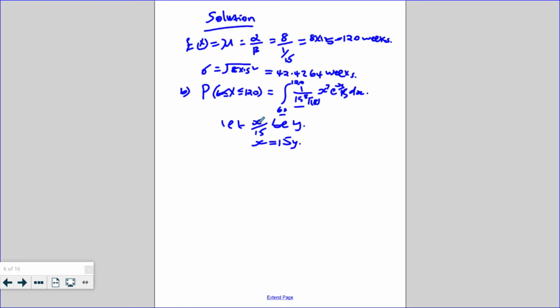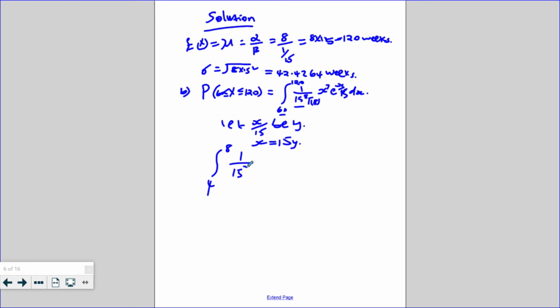I hope you do remember, keep on the track. So it is now the integral x, that is 60 out of 15, it is giving us 4, and then 120 out of 15, it is 8. So it is 1 out of 15 to the power of 8. Number 15 to the power of 8, right?